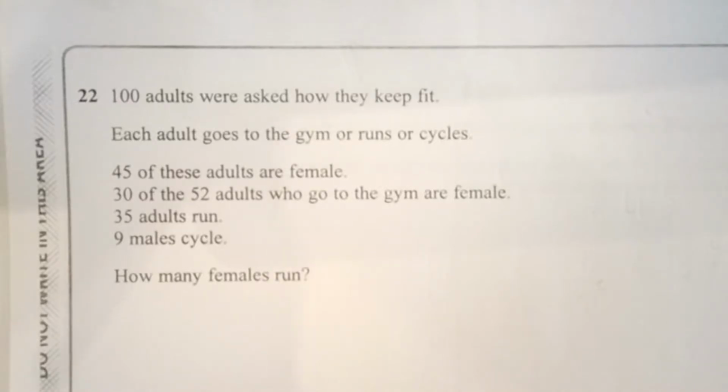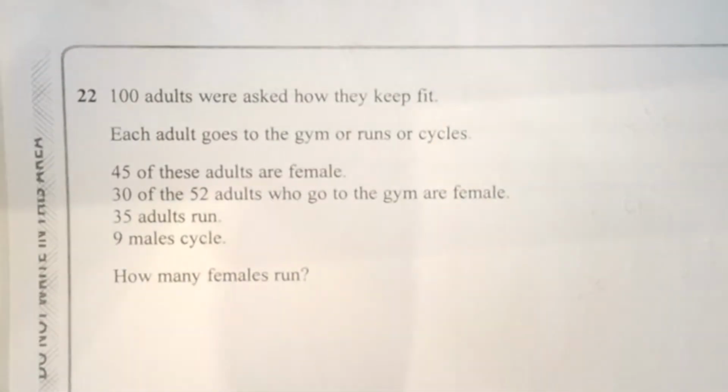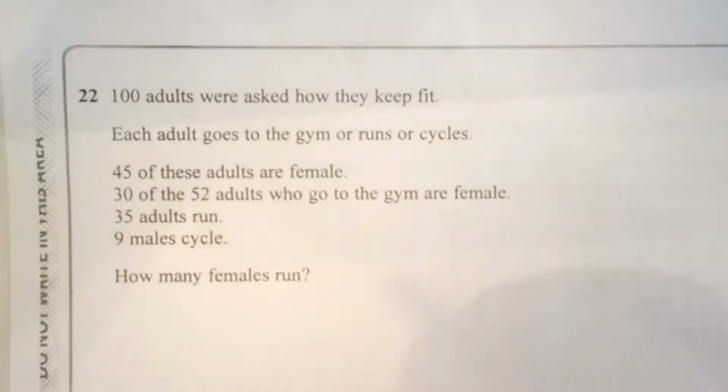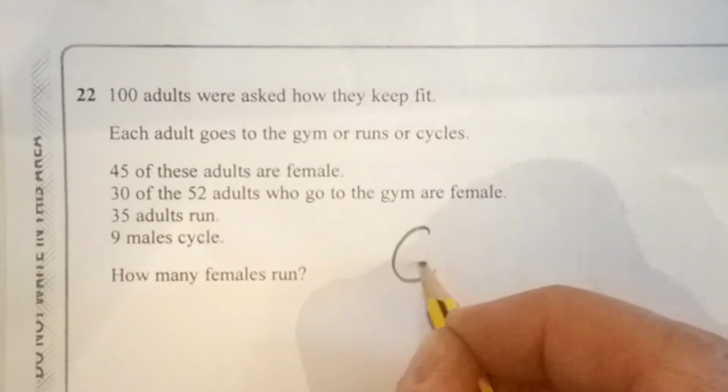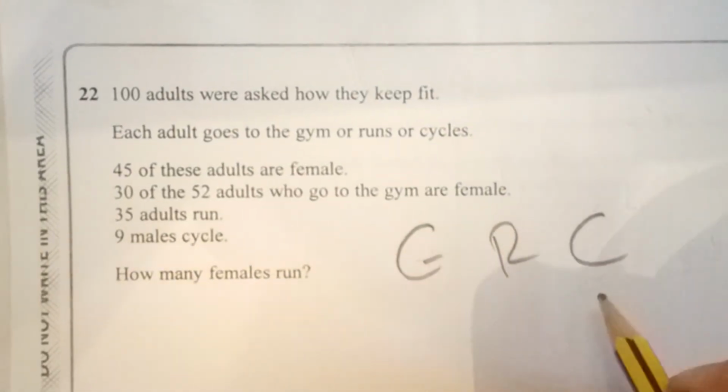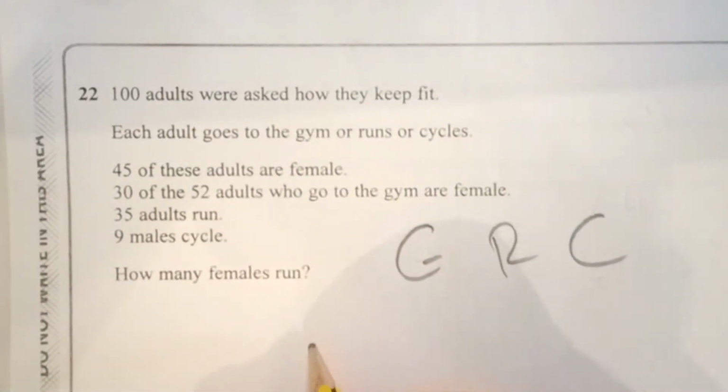100 adults were asked how to keep fit. Each adult goes to the gym, runs or cycles. 45 of these adults are females, 30 of the 52 adults who go to the gym are female, 35 run, 9 cycle. How many females run? Now you could do this as a frequency diagram, or as a two-way table. I'm going to do it as a two-way table. I have a previous video on how to do it as a frequency diagram. So we've either got gym, run or cycle, and females or males.